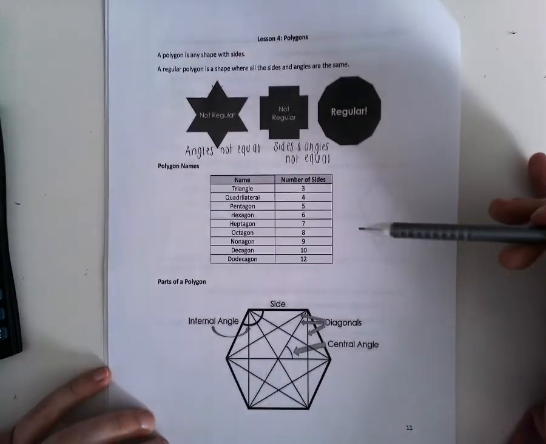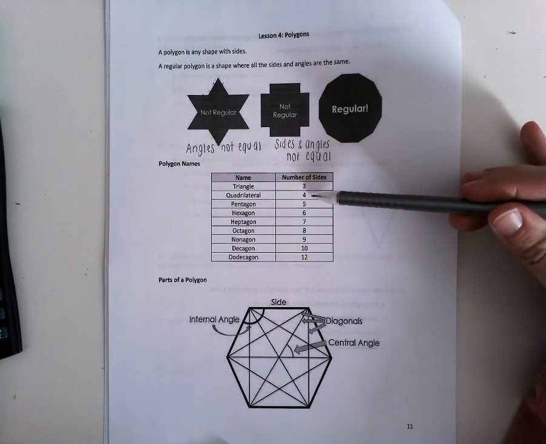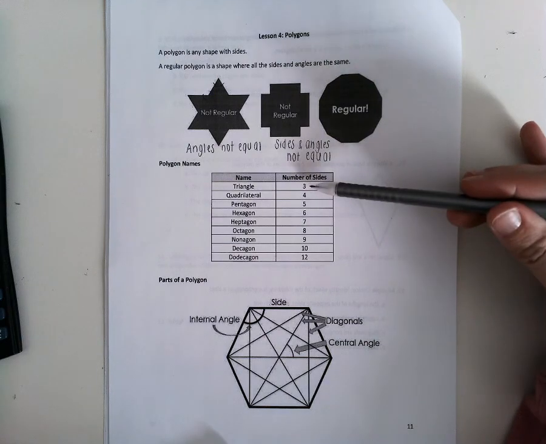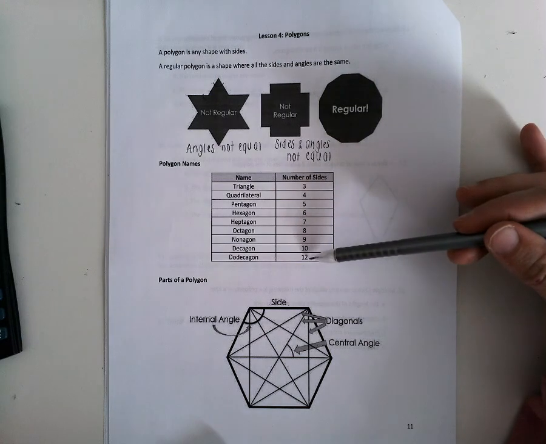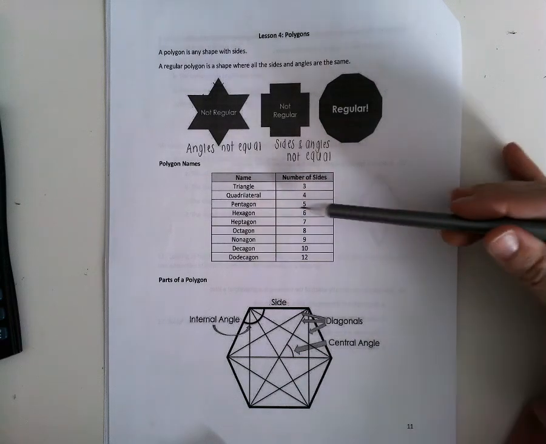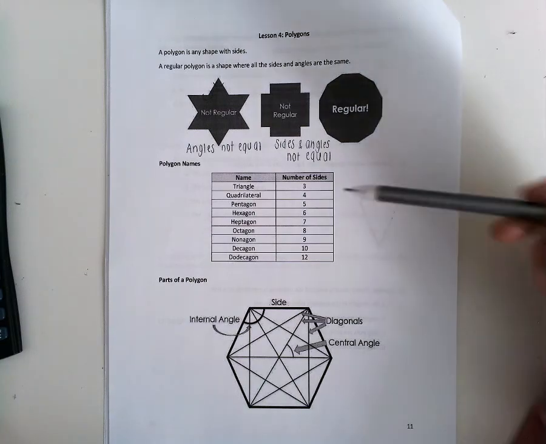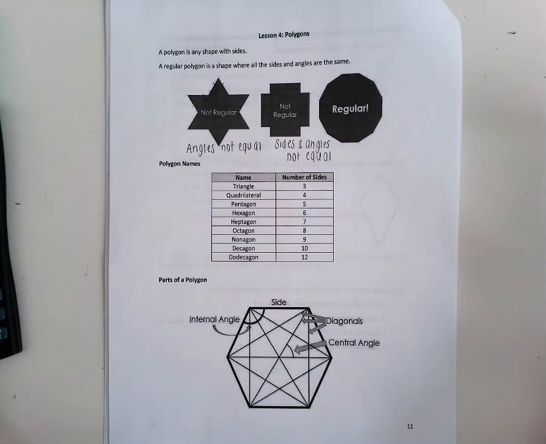We have some names for polygons. In the previous lesson, we just talked about triangles and quadrilaterals. These names are all based on however many sides a polygon has. So a pentagon has 5, hexagon has 6 sides, heptagon, octagon, nonagon, decagon, dodecagon. Those are our most common polygon names.